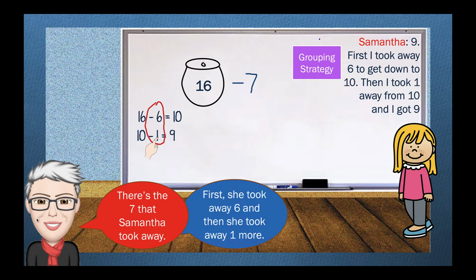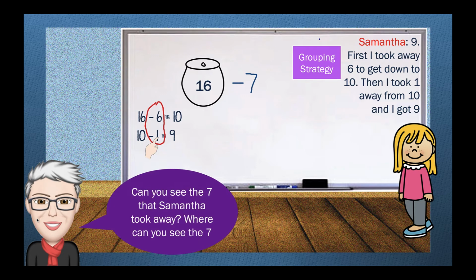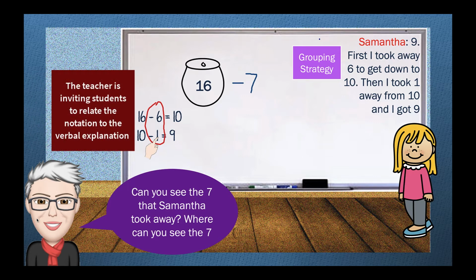Alternatively, the teacher can ask the class, can you see the 7 that Samantha took away? Where can you see the 7? In this way, the teacher is calling specific attention to the numerical notation and specifically inviting students to relate this notation to the verbal explanation Samantha gave.